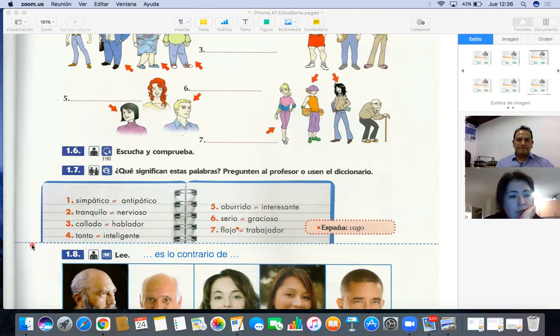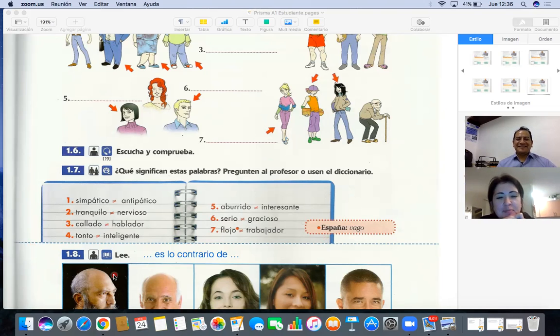Cuatro. Tonto, I think, is stupid. So tonto es lo contrario de inteligente. So stupid is the contrast to intelligent. I don't know if this is a direct translation. No, it is, but it's kind of fun.